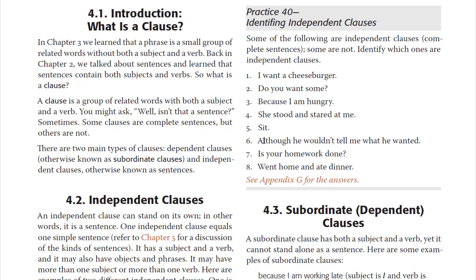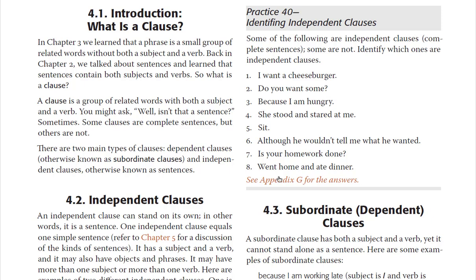Although he wouldn't tell me what he wanted. Okay, that's not a complete sentence. That is a dependent clause because the word although is a subordinating conjunction. And whenever you start a sentence with a subordinating conjunction, you have a dependent clause. A dependent clause is always not a complete thought, and it is a sentence fragment. Is your homework done? And so here you have an interrogative sentence.